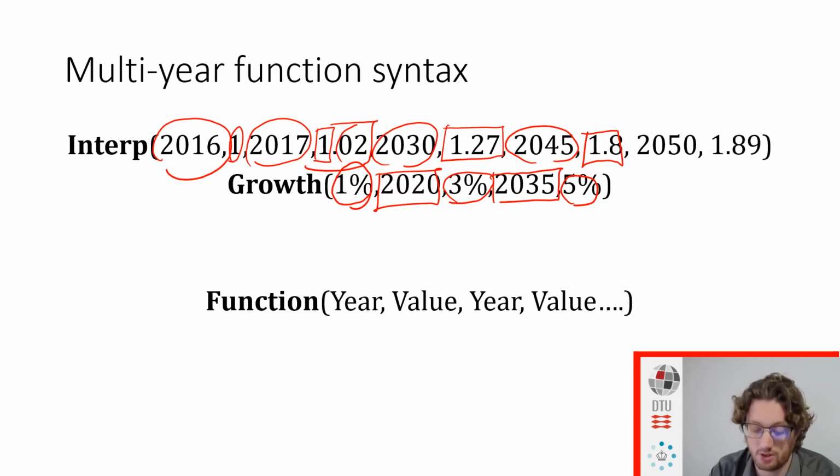In most functions we have a year, a value, year, a value, and so on. And Leap will not accept everything that's incorrect, so it will tell you, especially if you have the check as you type function on, which you can see in a second.